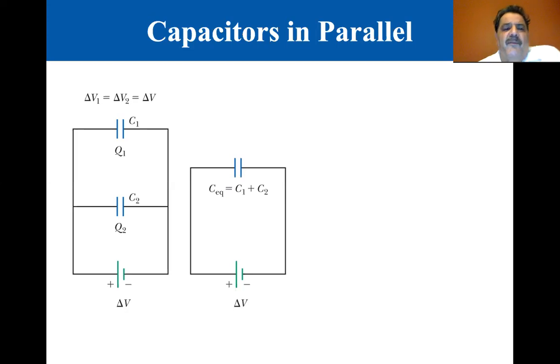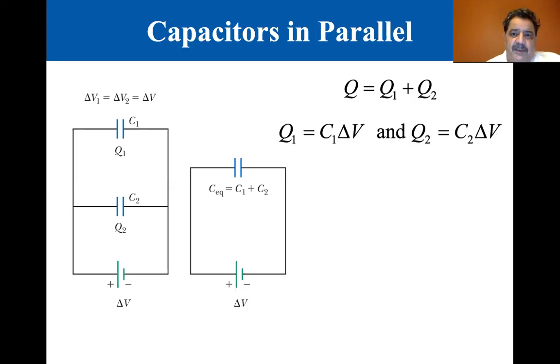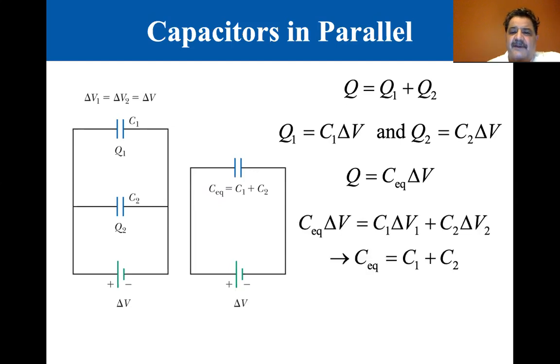So the equivalent circuit is just the addition of the capacitors C1 and C2. So the total charge is Q1 plus Q2. Well, what is the charge on Q1? Well, it's capacitor 1 times delta V, and Q2 is capacitor 2 times delta V. Well, the equivalent charge is the equivalent capacitance times the delta V.